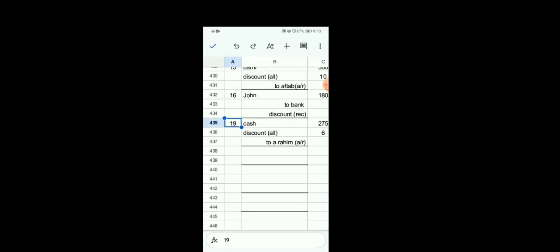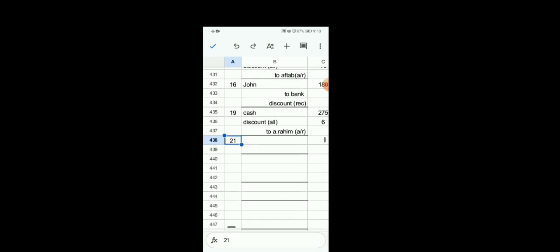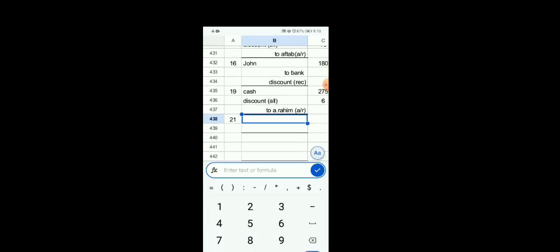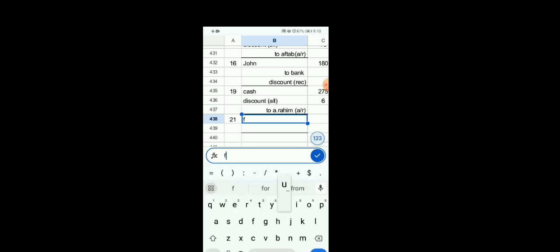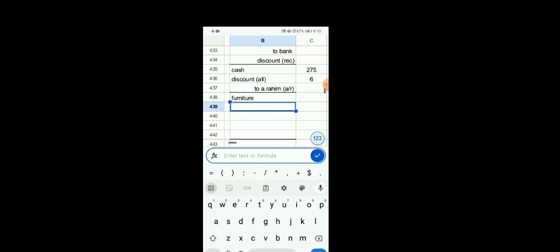When the 19th entry is completed, what is next for us? That is 21. Write down the 21st date for the next entry. What does 21 say? Purchase furniture for cash. When you are buying furniture, what is coming in? Furniture. Furniture is your asset. Asset is increasing. Increase in asset should be mentioned on the debit side. So you are mentioning furniture on the debit side.